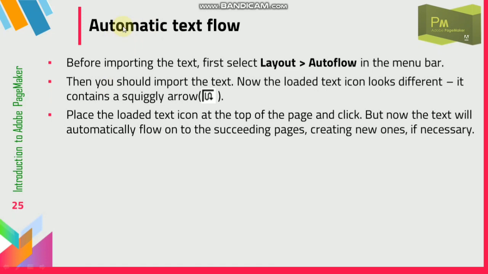And then the next type of text flow is automatic text flow, which means before importing the text, first select layout auto flow in the menu bar. Then you should import the text. Now the loaded text icon looks different. It contains a squiggly arrow. So if you are making use of this automatic text flow, your icon will be changed into a squiggly arrow mark. Okay, so in manual text flow you can see the loaded text icon, and here in automatic text flow you can see this squiggly arrow icon.